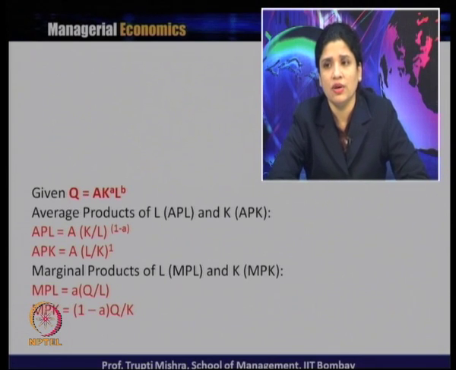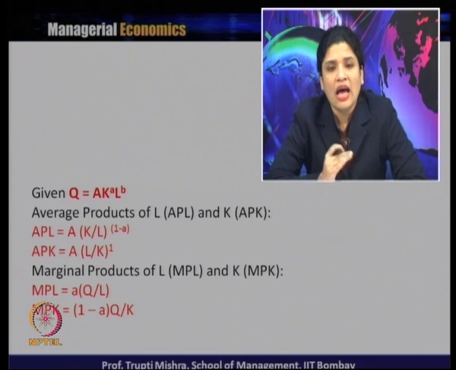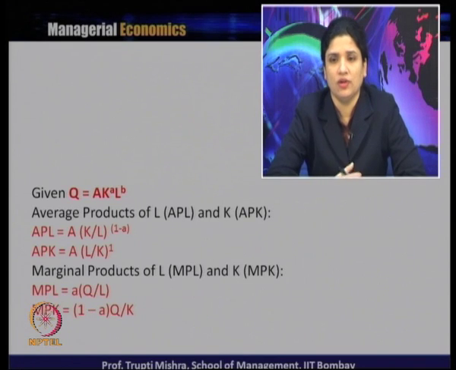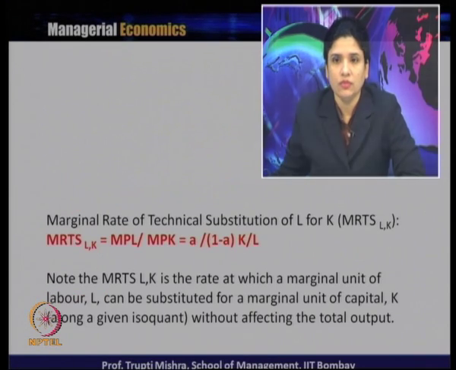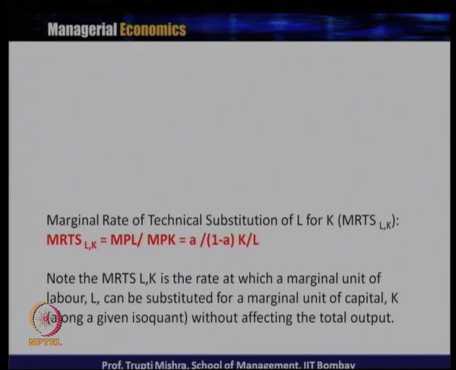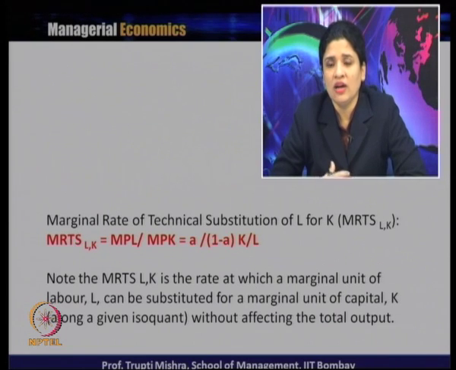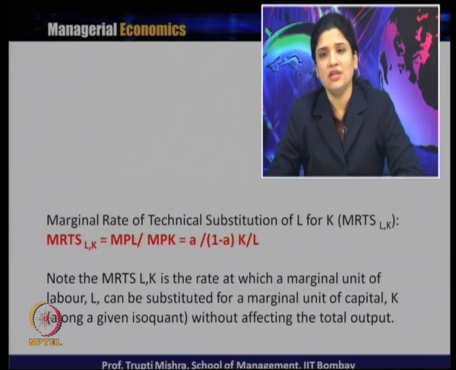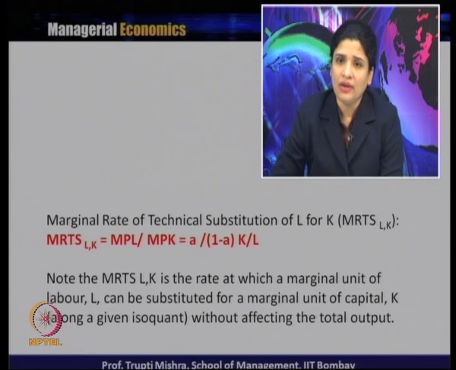So, considering this as a Cobb-Douglas production function, accordingly the value of the average product for labor, average product for capital, marginal product for labor and marginal product of capital will change. Similarly, when we are finding out the marginal rate of technical substitution of L for K, taking specifically the Cobb-Douglas production function, as we know, this marginal rate of technical substitution is the slope of the isoquant, and how can the slope of the isoquant be represented? This is the ratio of the marginal product of both the inputs. So, in this case, the ratio of the marginal product of capital and labor.